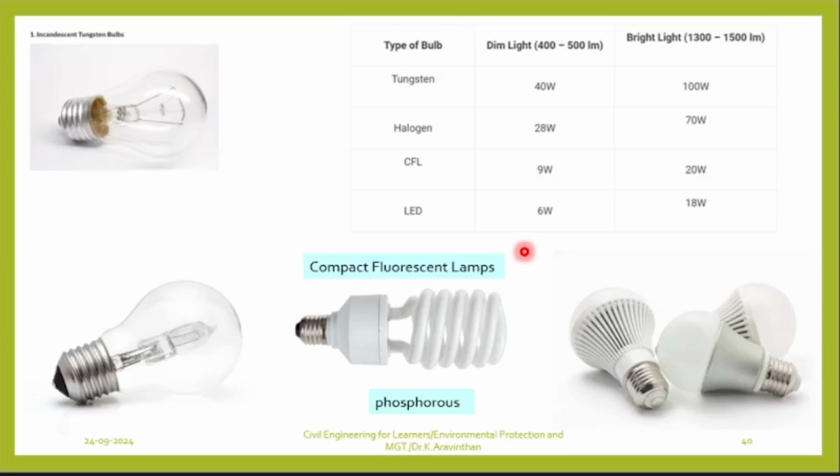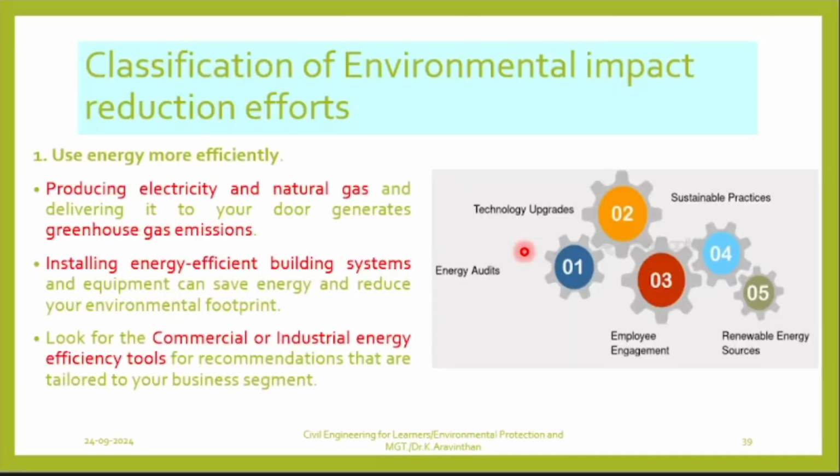So if you use a bulb with a tungsten in your house, you are polluting the environment. Indirectly we can say. How? You can ask, sir, how, sir? How am I polluting the environment? Because it consumes more energy. If you are using LED technology, it consumes lesser energy and it provides the same intensity of light. So first criteria is what? Use energy more efficiently.